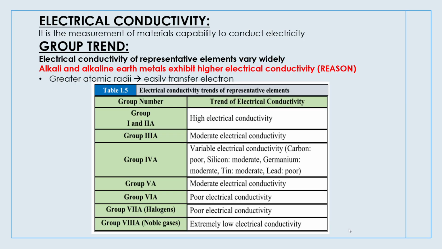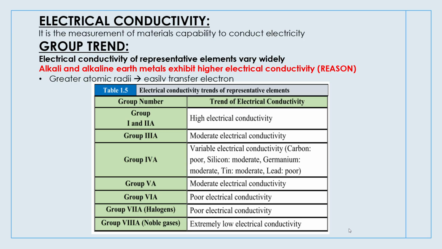In this table, you can see that for each group, the trend of electrical conductivity is mentioned. The alkali and alkaline earth metals, group 1A and group 2A, have high electrical conductivity. As we discussed earlier, it can come in your scientific reason as well. For group 3A, the electrical conductivity is moderate. For group 4A, the electrical conductivity is variable. Carbon shows poor electrical conductivity.